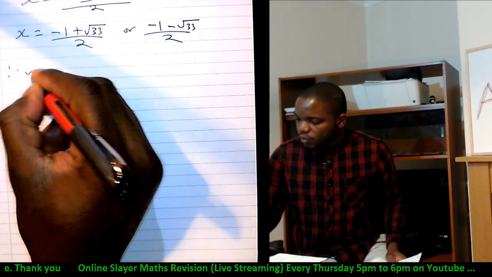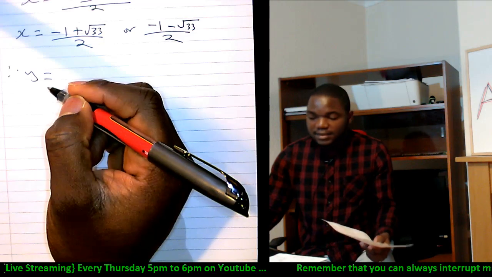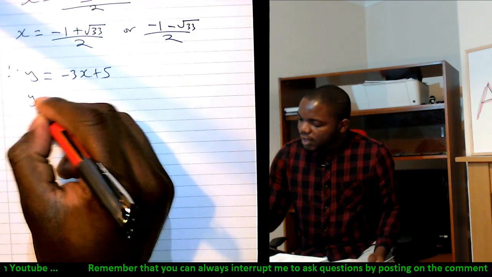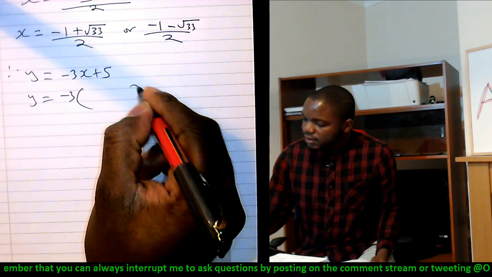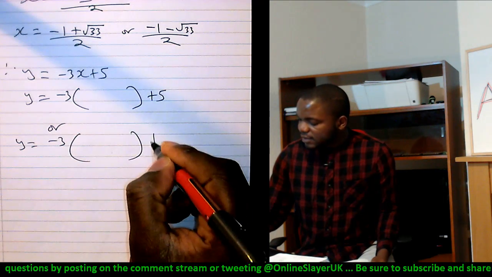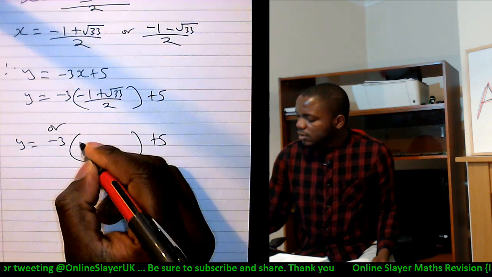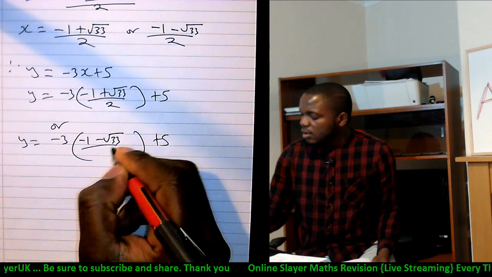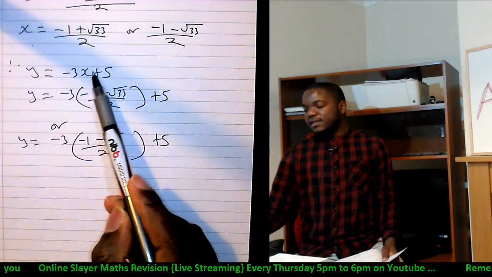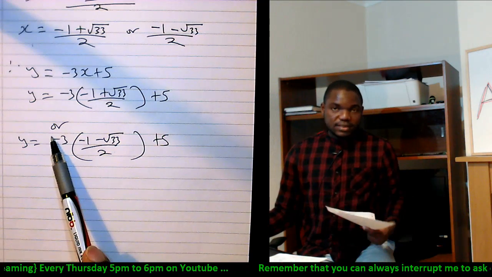Therefore, y, we already have two equations for y. Either of the two will be useful because they are the same, and they're going to give you the same answer. y is minus 3x plus 5, so y is either minus 3 into this x plus 5, or minus 3 into the other x plus 5. So the first one, minus 1 plus root 33 over 2, or minus 1 minus root 33 over 2. So you can use your calculator to get the value for x, slot that into this expression, and you get the possible values for y. So that solves the simultaneous problem.